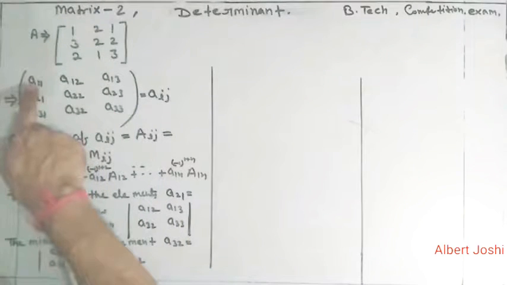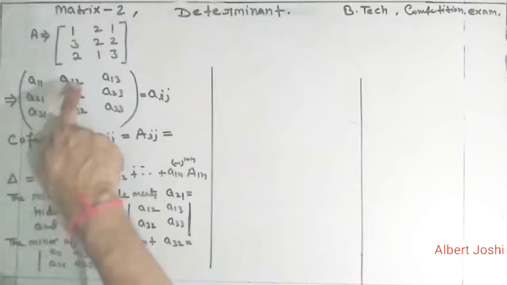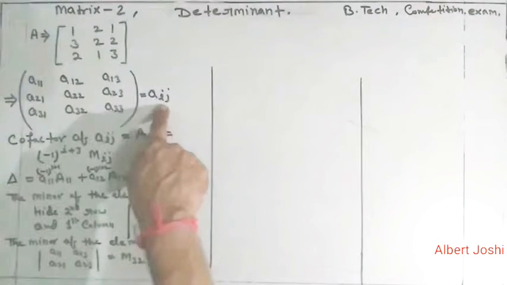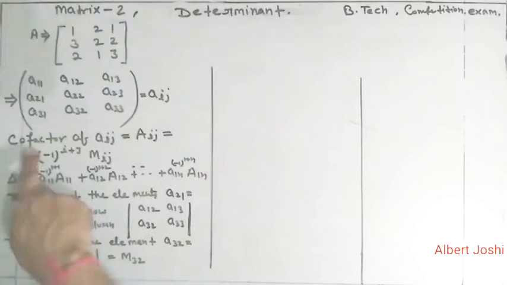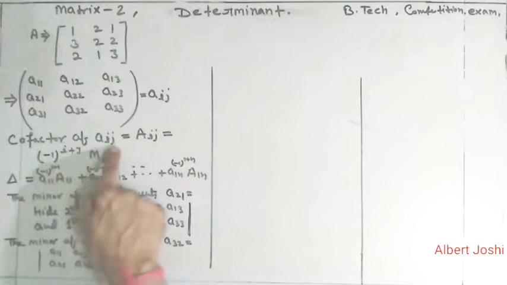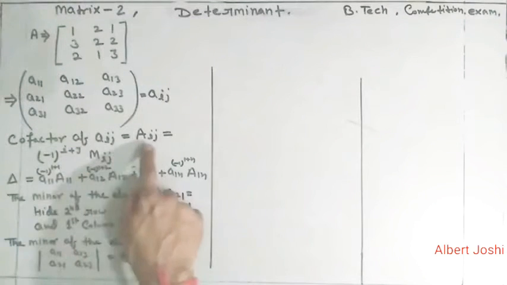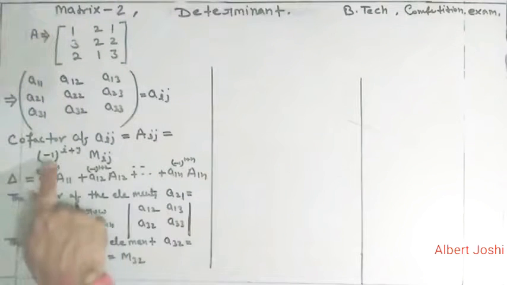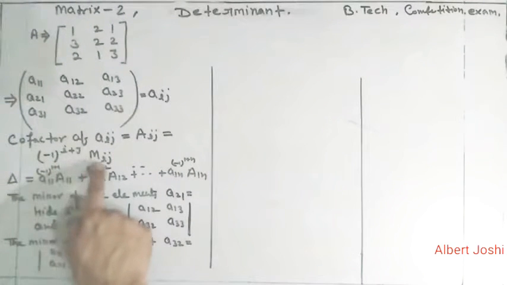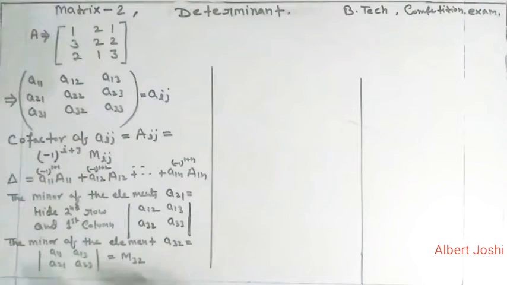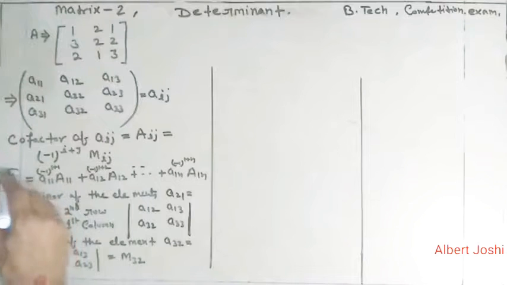So this is the first row, first column, first row, second column. These are the elements. This is a way to write the matrix. At first you must know the definition. Cofactor of Aij is equal to capital Aij, that is the minor, minus 1 to the power i plus j and Mij. What is the meaning of ij? ij means row and column.